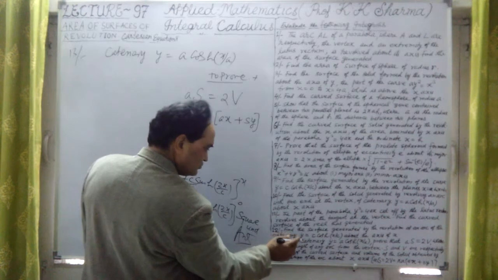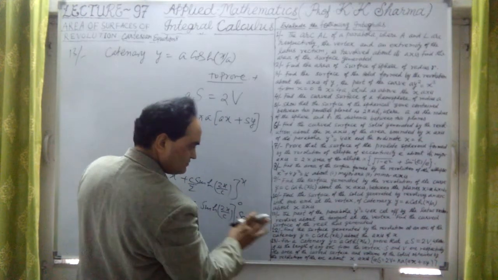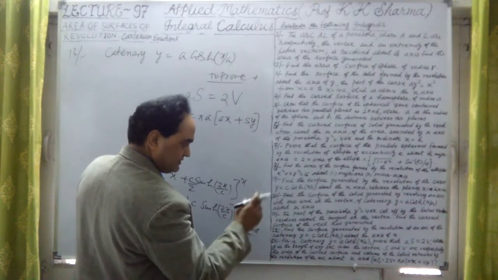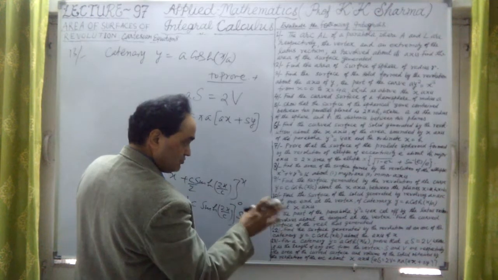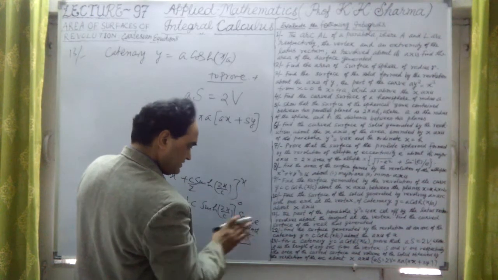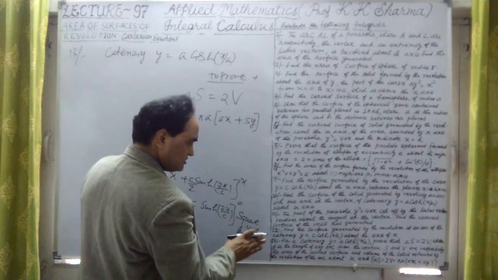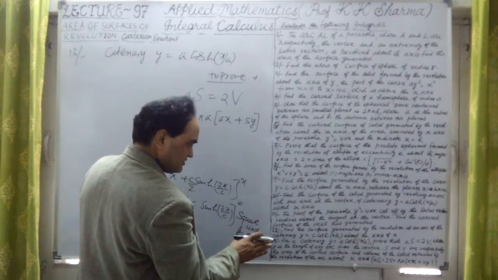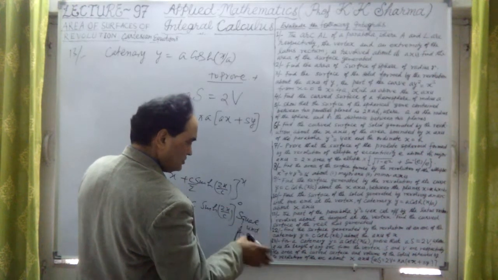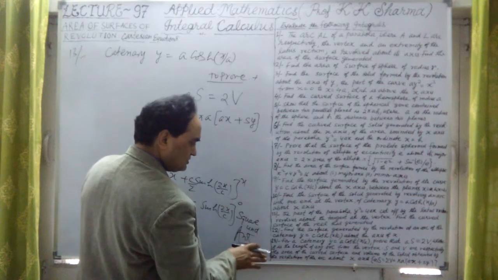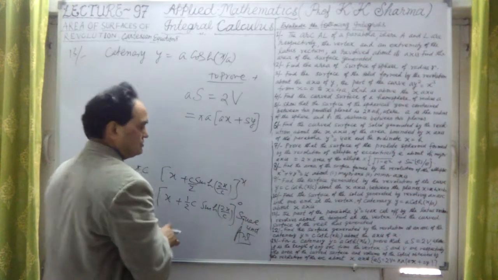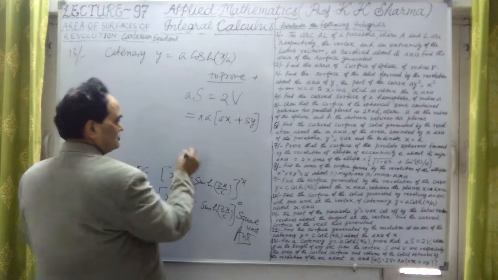Small s is the length of any arc from the vertex, okay, and capital S and V for volume are respectively the area of the curved surface and the volume of the solid obtained by the revolution of the arc about x-axis. Okay, here let me talk about them.